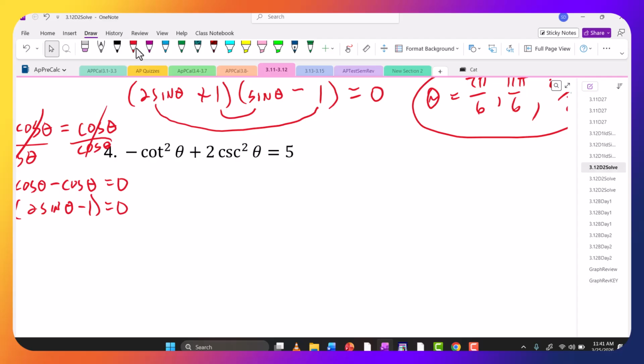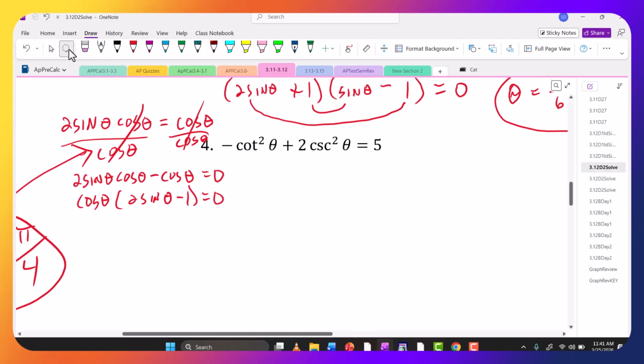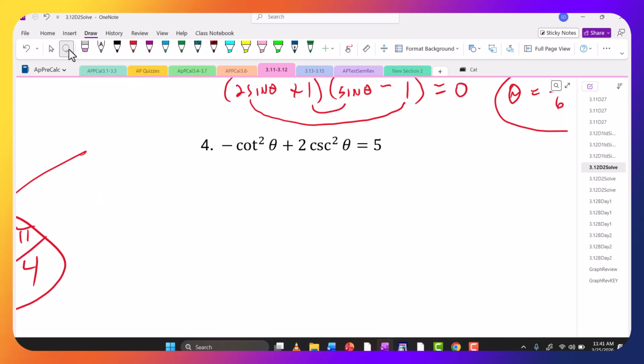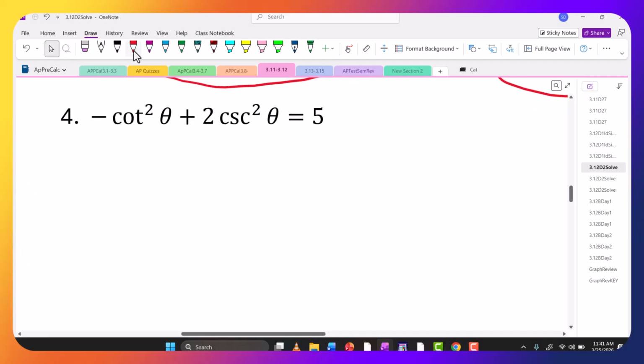Okay, and I really don't like this one, but we're going to do it. All right, so let me get rid of this. This was just to make a point. This was not an example. I wanted to show you why it's okay sometimes to divide by trig, and sometimes it's not. All right, and that was the whole point of that. All right, I got this and I got this.